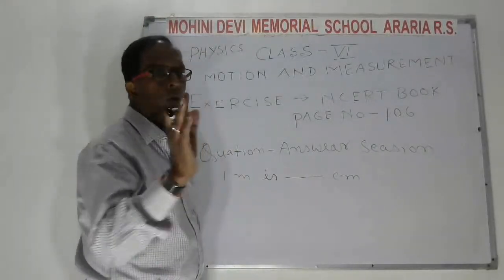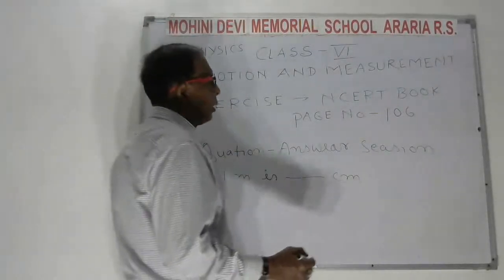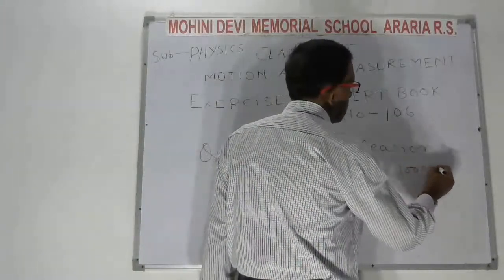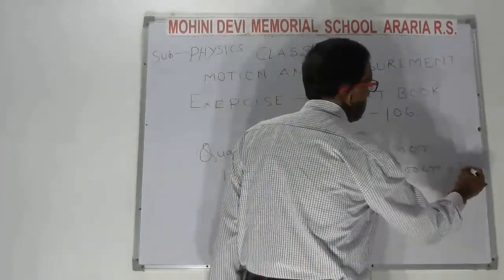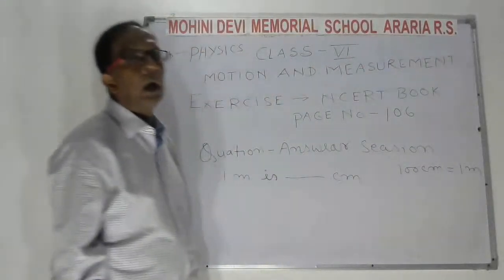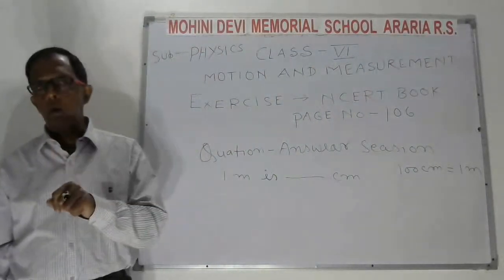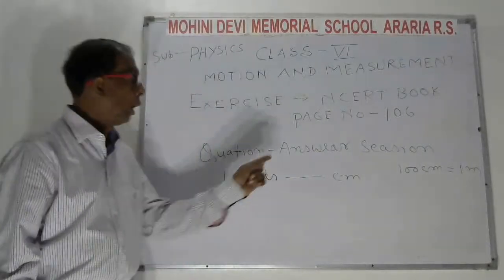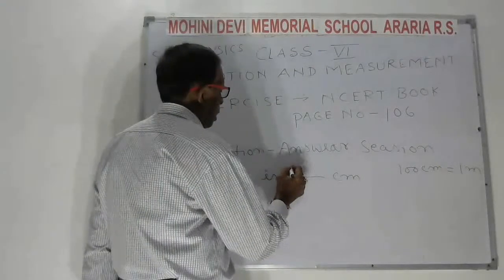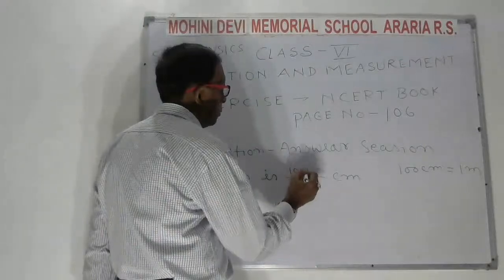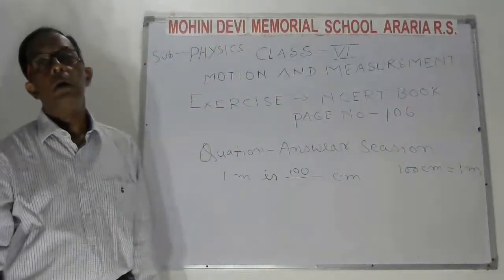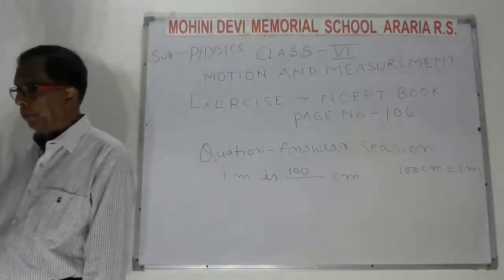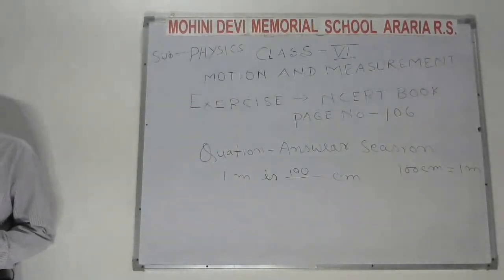And I have taught you in class that 100 centimeter is equal to 1 meter. I have taught you already. You have written in your notebooks also the units of the measurement. So the answer is 100 centimeter. The correct answer is 100 centimeter.